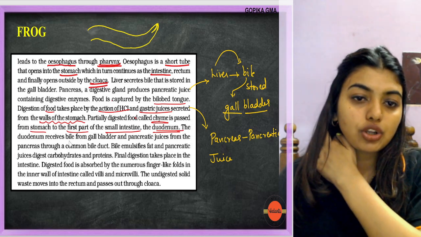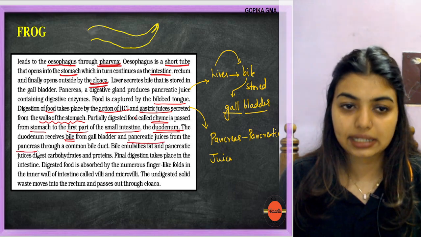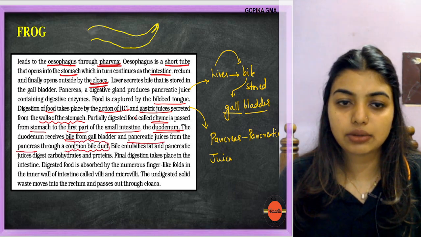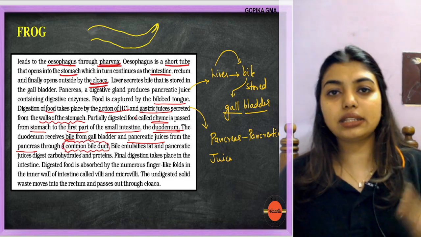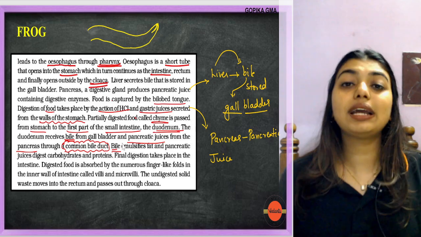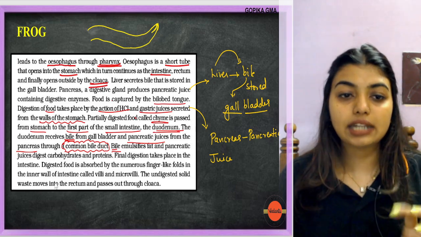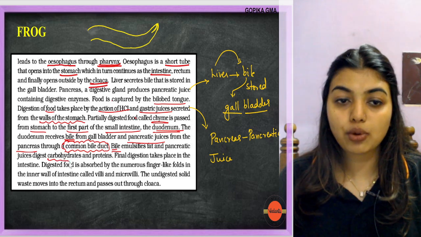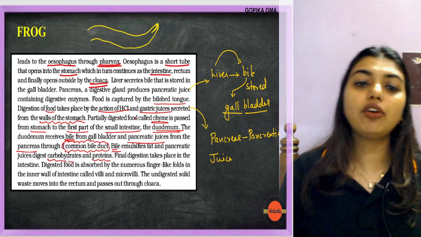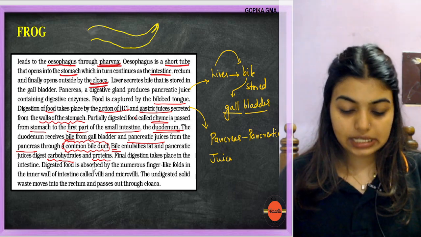Now the duodenum receives bile from the gallbladder and the pancreatic juice from the pancreas through a common bile duct. So there is a common bile duct that will give the bile as well as the pancreatic juice. Now what is bile going to do? Bile is going to do the job of emulsifying the fat or breaking down the fat, and pancreatic juice digests the carbohydrate and proteins. Final digestion takes place in the intestine.